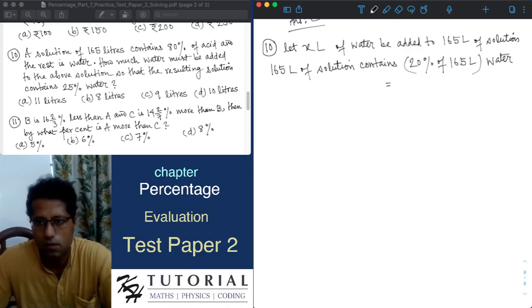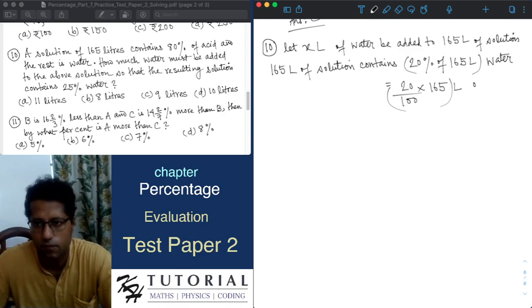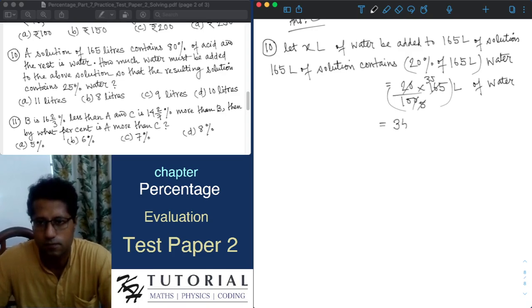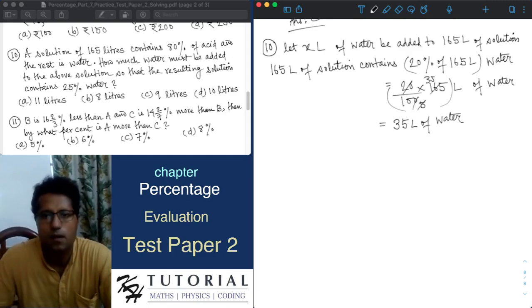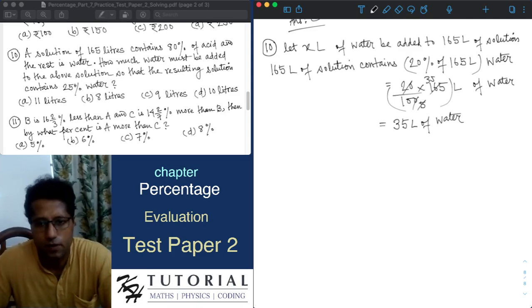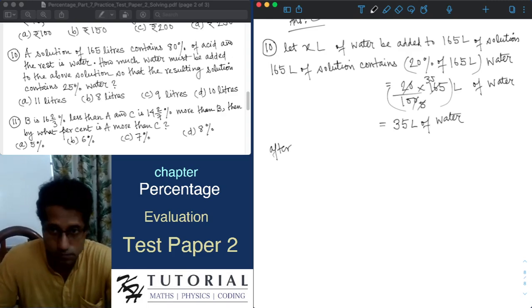This is equal to 20 by 100 multiplied by 165 liters of water. If we simplify, this is 1 by 5 times 165, which is 33 liters of water. Now originally the 165 liters of solution contained that much water.